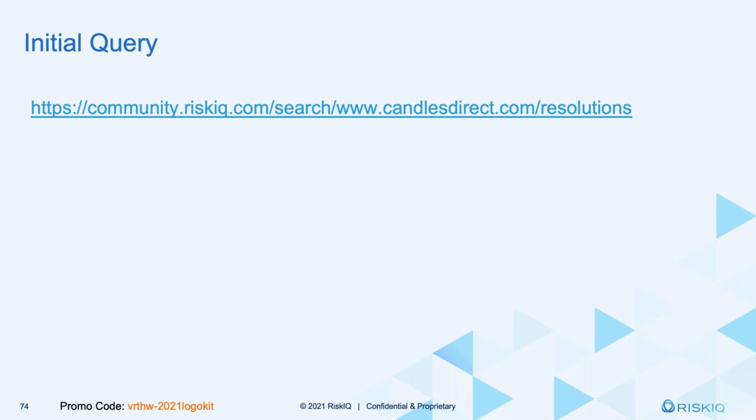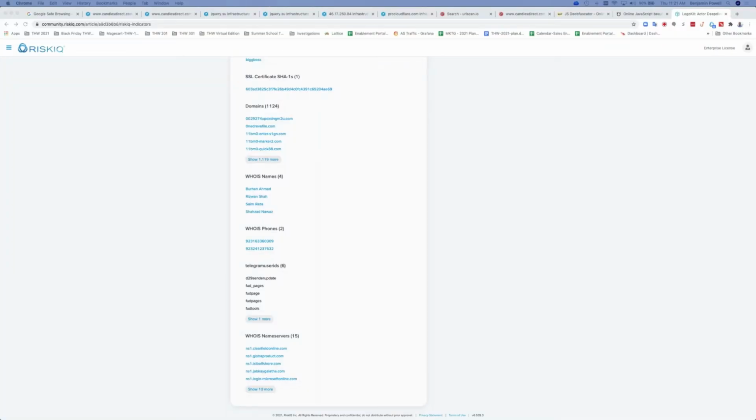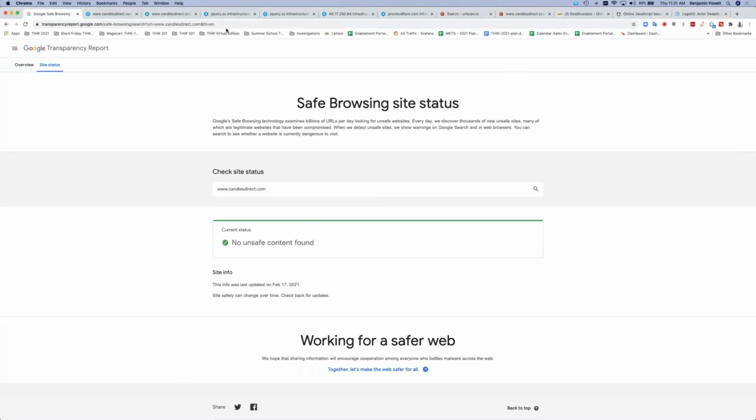So we have that first initial query, okay? So we'll start. The first thing you would want to do as a threat investigator, if your organization is down and you're not doing business, is verify whether you are up or down. An easy way to do that is to go to Google Safe Browsing, the transparency report. So if I come here, I'm just going to erase this real quick.